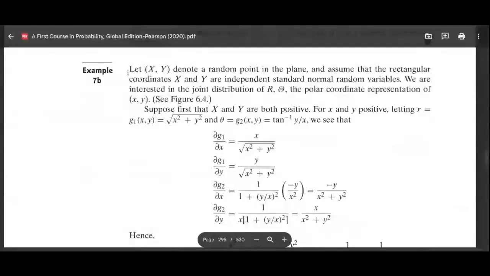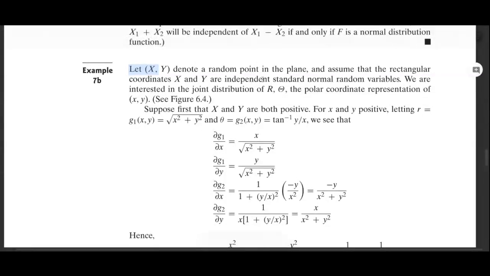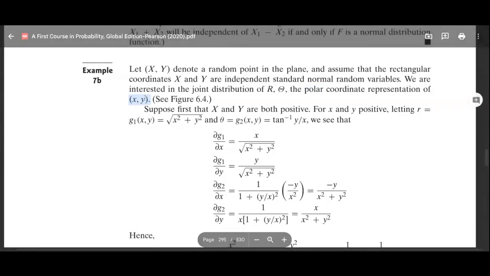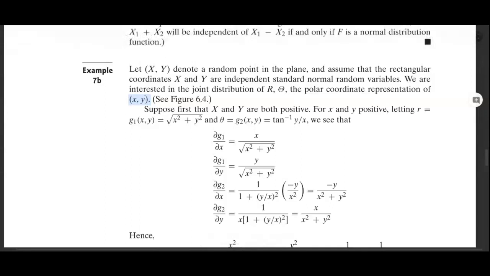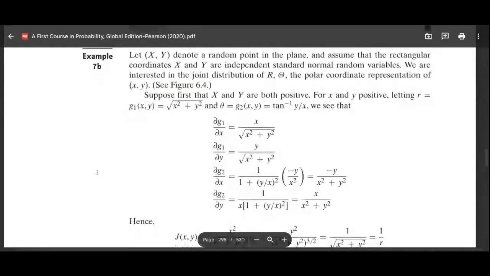Let's see this example. Let (x, y) denote a random point in the plane and assume that the rectangular coordinates x and y are independent standard normal random variables. We are interested in the joint distribution of r, the radius, and theta, the angle, the polar coordinates representation of x and y. And we know x equals r cosine theta, y equals r sine theta, right? That's the polar coordinates with the rectangular plane.